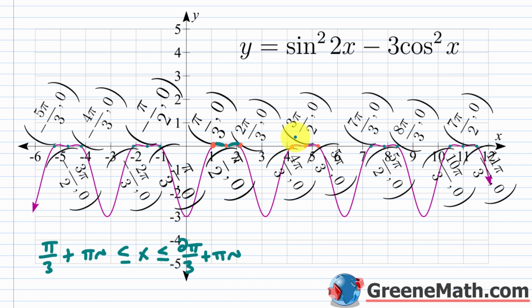And again, everywhere starting from 4 pi over 3 and including that, going up to and including this 5 pi over 3, we're going to have a solution because the y value is either 0 or greater than 0. So basically, you can just keep doing that as much as you want. So you'd have a solution here, and so on and so forth. So let's go ahead and say that x is greater than or equal to pi over 3 plus pi n, and less than or equal to 2 pi over 3 plus pi n, where n is any integer.